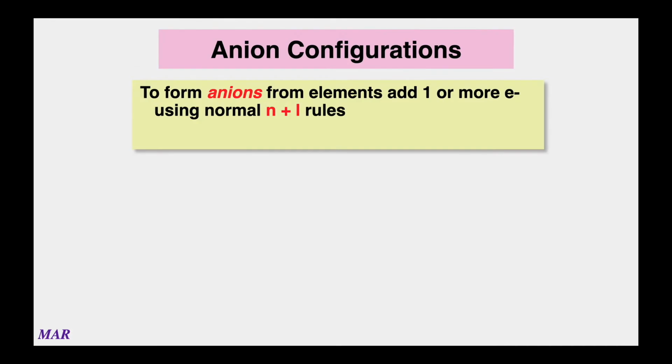Making an ion from an atom and figuring out the electron configurations is actually not that bad. So let's talk about anions first, the negative ions. An anion just has extra electrons beyond what the neutral atom would have. Adding electrons to make the anion is pretty easy. You just follow the normal n plus l rules of filling in electrons.